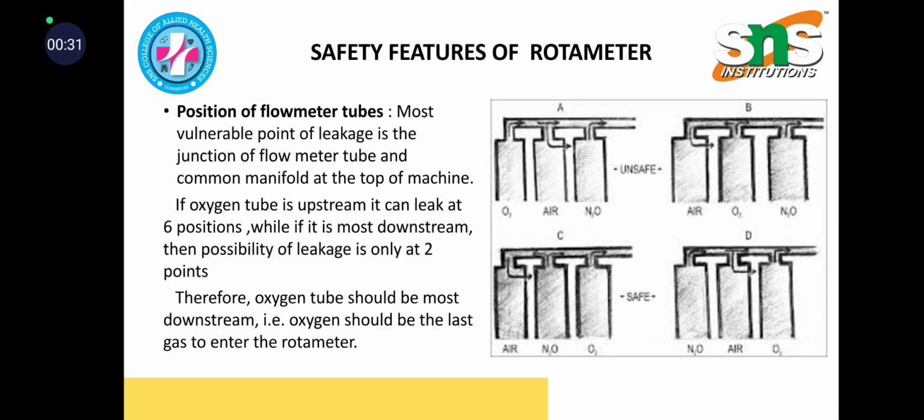In the safety features of the rotameter, the position of the flow meter tube is most important. The most vulnerable point of leakage is the junction of the flow meter tube and the common manifold at the top of the machine. If the oxygen tube is upstream, it can leak at 6 positions. While if it is downstream, here we denote towards the patient as downstream, then the possibility of leakage is only at 2 points. Therefore, the oxygen tube must be positioned in the most downstream. That is, oxygen should be the last gas to enter the rotameter. You can see clearly in this image.